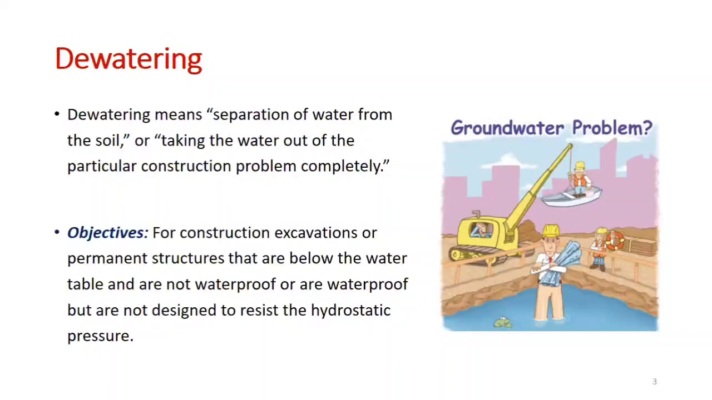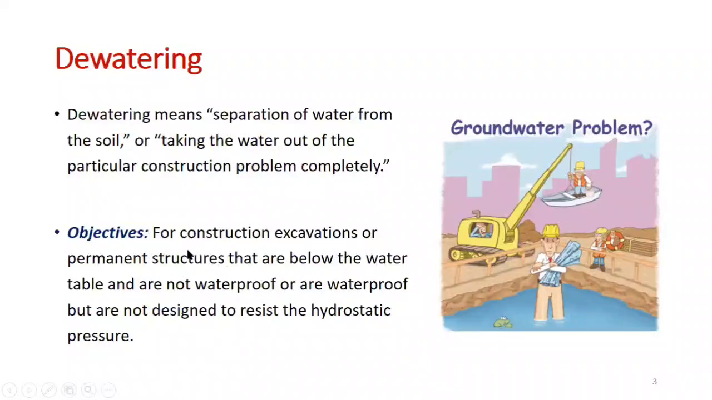So what is the main objective? If you look at this figure, you need a dry area to proceed with your construction, as simple as that. If you have some excavations which are below the groundwater table, surely you need to remove the groundwater, as a temporary solution or as a permanent solution, so that you can have a dry working area available.